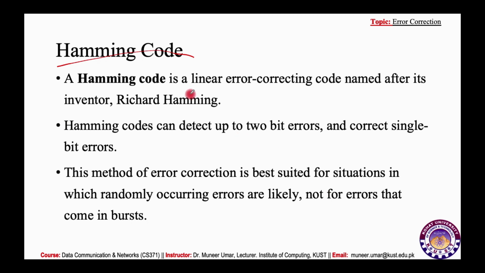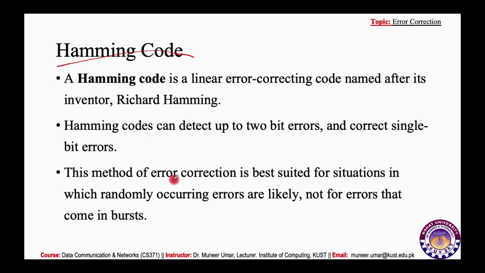Hamming code is a linear error correcting code named after its inventor, Richard Hamming. Hamming codes can detect up to 2-bit errors and correct single bit errors. We will see how the detection and correction take place by having an example.